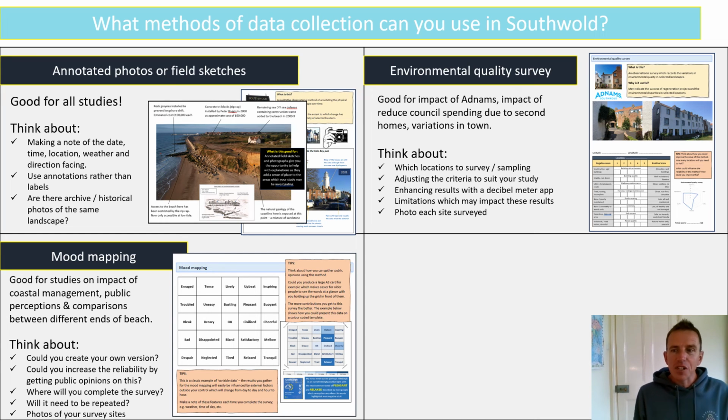It actually gives you quite a lot of things to write about in terms of limitations and reliability, which you get a lot of credit for when it comes to the latter part of your investigation. So this is perhaps one of the most vague and most criticised methods. It's something called mood mapping, and it's a way in which you try to gauge the atmosphere of a place.